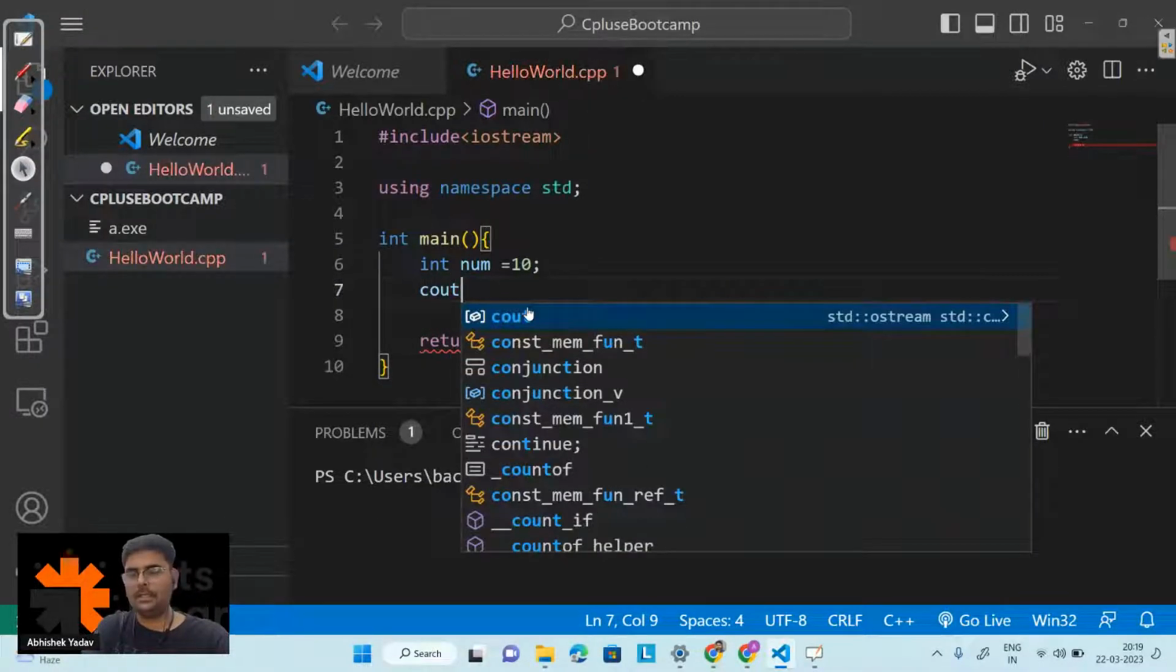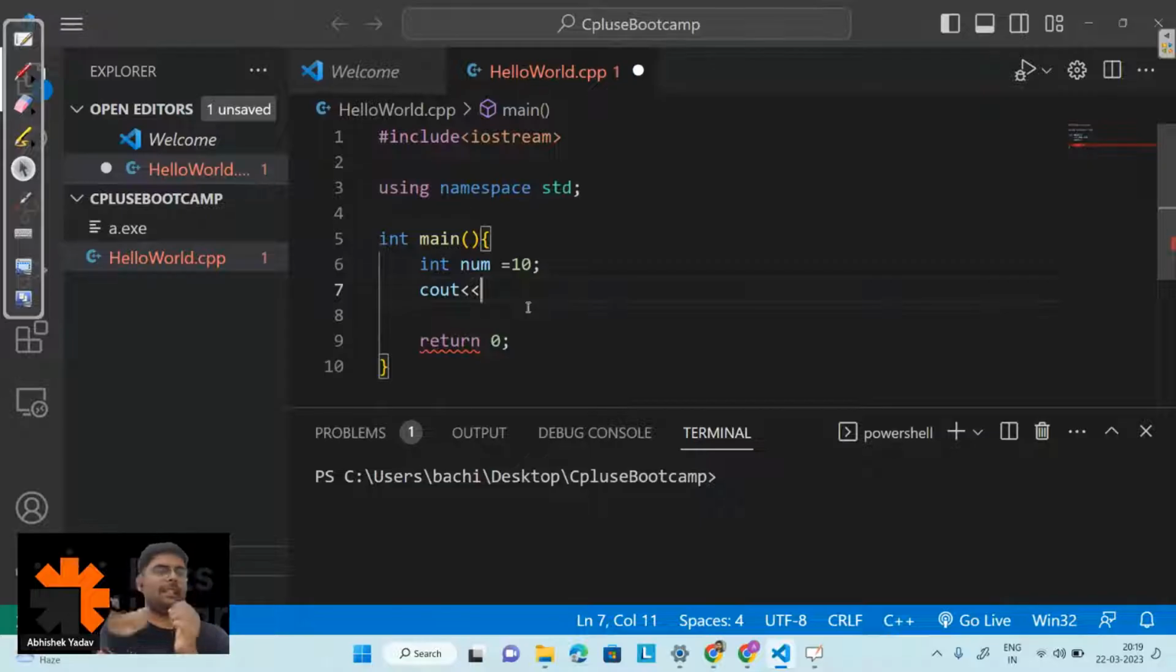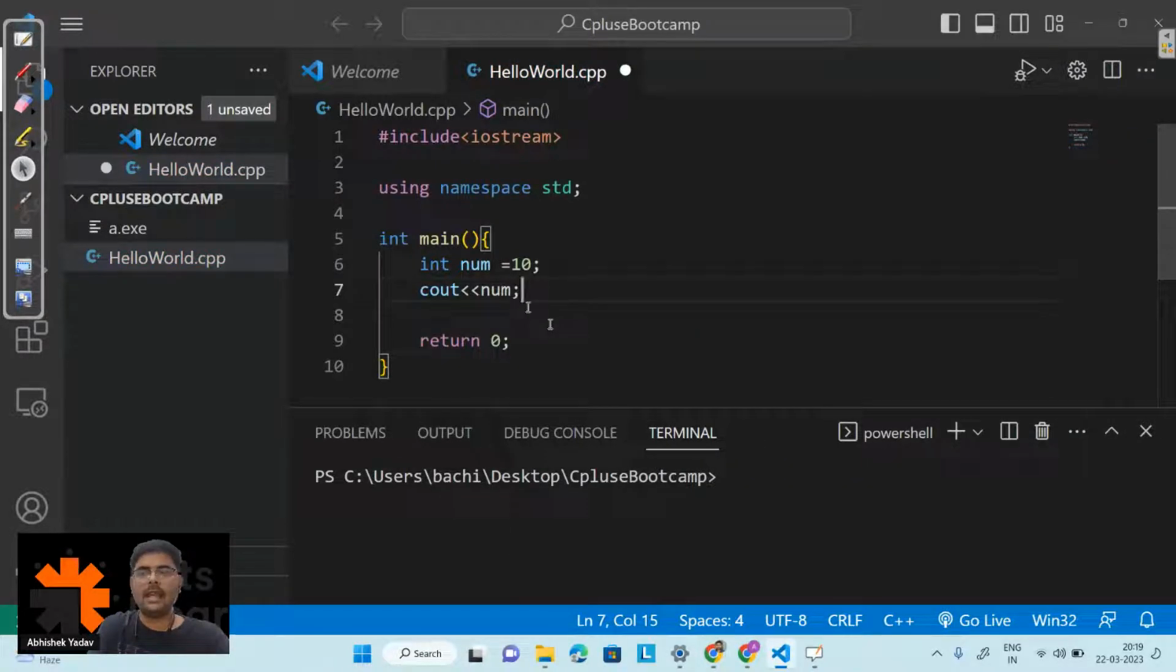And after that, you have to print the data. So yesterday we printed the English statement. In order to print the English statement, we have to use double quotes, right? And if you have to print any variable on the output screen, you have to write the name of the variable. So here the name of the variable is num, right? And you are done with this part.